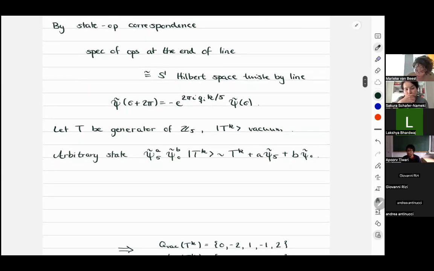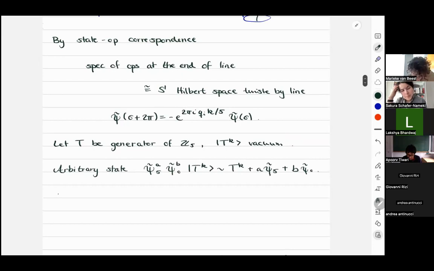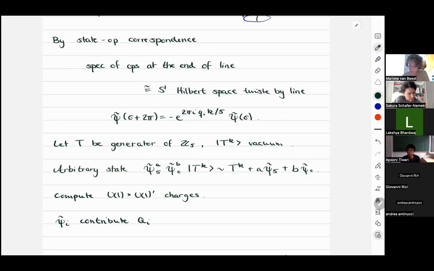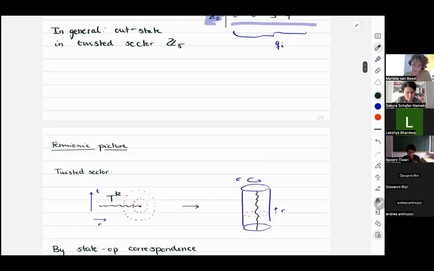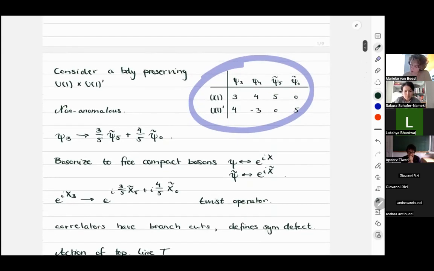And now what we want to be doing is to compute the U1 times U1 prime charges of states that are built like this. And as I was sketching before, each psi I operator is just going to contribute whichever charge it was carrying already. So it's going to contribute Qi, say, where Qi is given here.